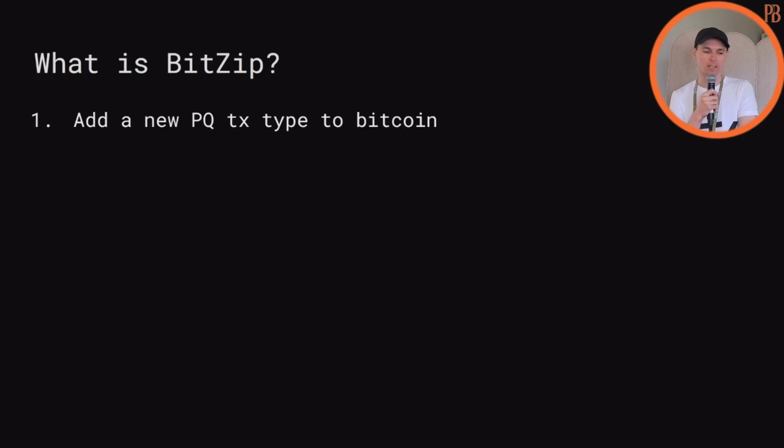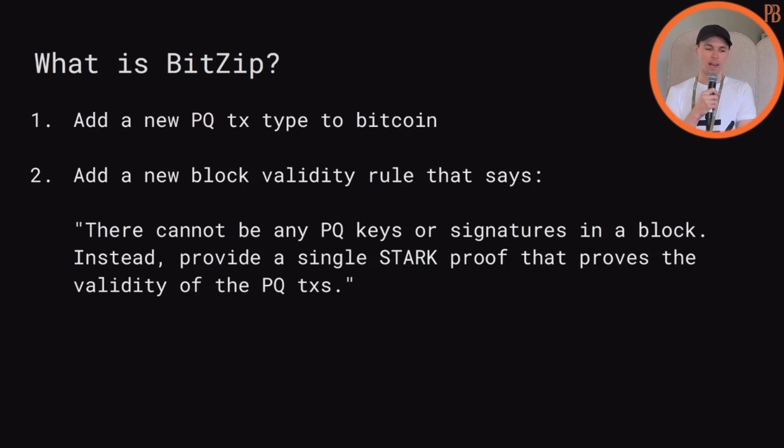So what is BitZip? It of course assumes a new post-quantum transaction type in Bitcoin layer 1. And then it adds a new block validity rule that says there cannot be any post-quantum keys or signatures in the block. Instead, we provide a single STARK proof that proves the validity of all of the post-quantum transactions that are included in the block.